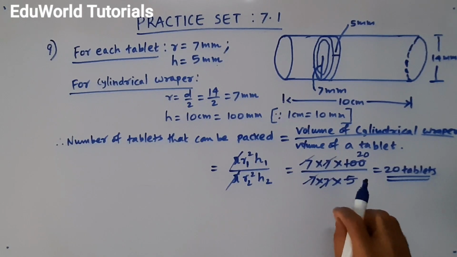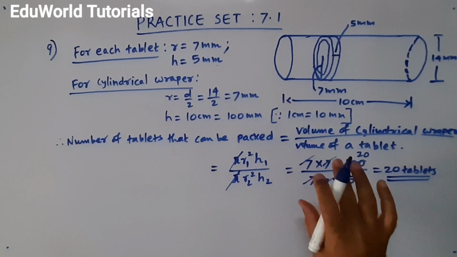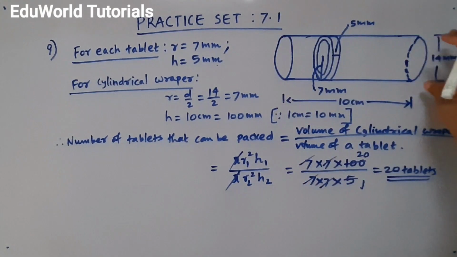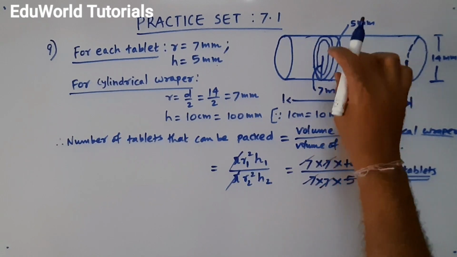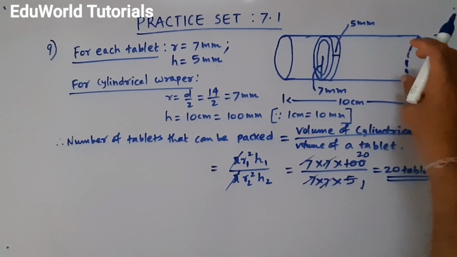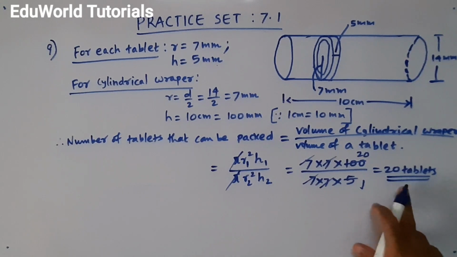Very simple question. Okay, the concept you have to remember and understand is that there is a wrapper which is a big cylinder, and there are tablets which are small cylinders. Small cylinders are kept inside the big cylinder. So how many such tablets or how many such small cylinders occupy the big cylinder? The answer is 20 cylinders. Yeah, the 20 tablets. Very simple answer.